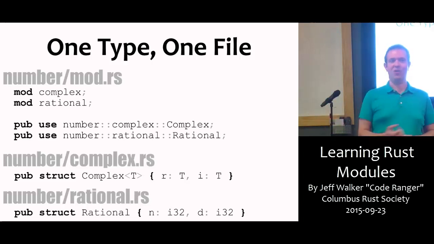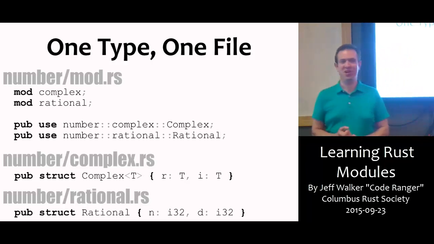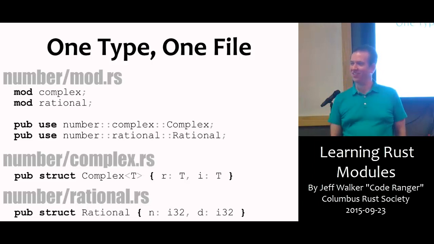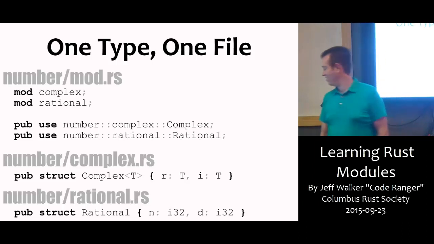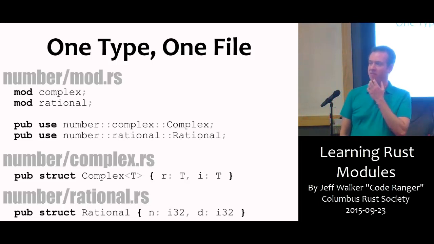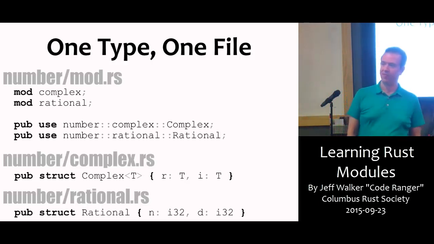I'm getting nods, so someone understands your question better than I do. Apparently I was confused about that. So the number module is public, because you declared it as public in lib.rs. And complex and rational are both private modules, because they exist within the number module. And those are not re-exported, those are not public modules. So anything in number.rs can reference those, but they're not re-exported outside of that.